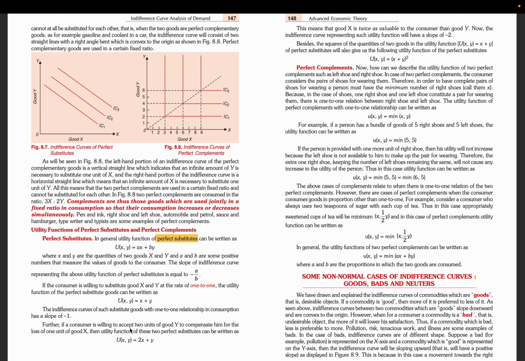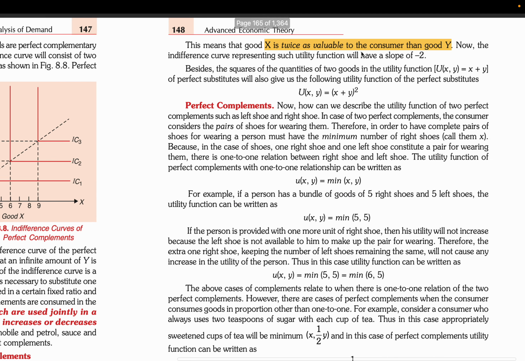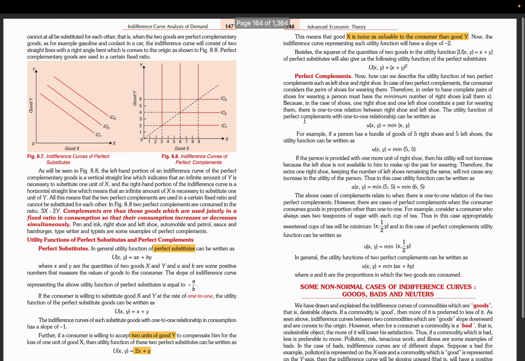Further, if a consumer is willing to accept 2 units of good y to compensate him for the loss of 1 unit of good x, then the utility function of these two perfect substitutes can be like this. This means that good x is twice as valuable to the consumer as good y. Now this intuition needs to be learnt. Good x is twice as valuable to the consumer as good y, because he needs 2 units of good y for 1 unit of good x. Now the indifference curve will be -2. So my one point will be 1, the other point will be 2, and there will be a straight line joining the two of them.